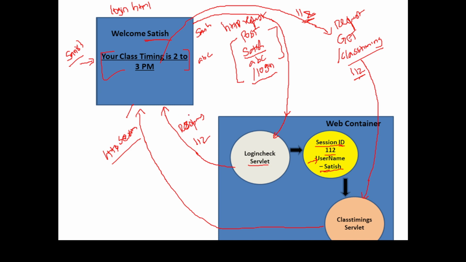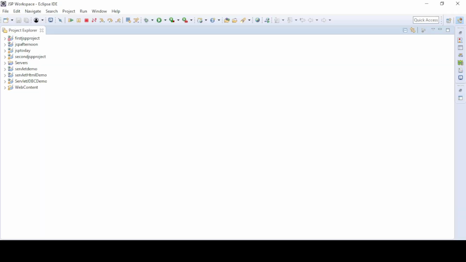So as part of our code, we'll be creating login HTML. We'll create a login servlet. We'll move our data to the session by creating a session inside the login servlet. And then we'll also create the class timing servlet. We'll access the data of the session in the class timing servlet and respond to the client. So this is the code we are going to write. Let's take a look at it.